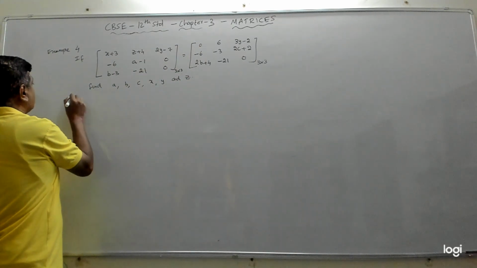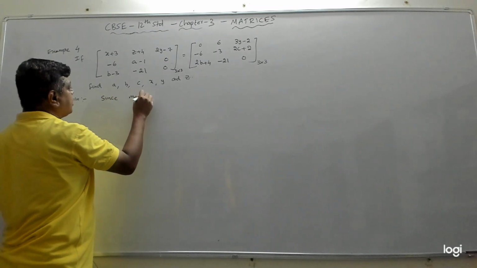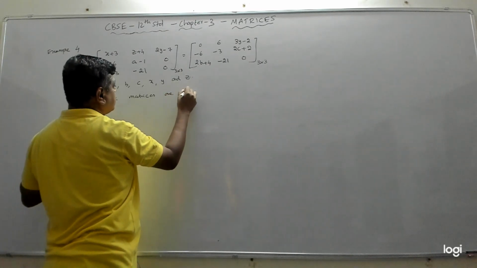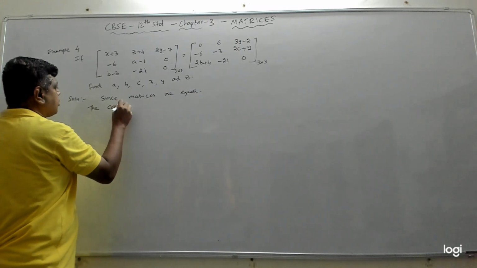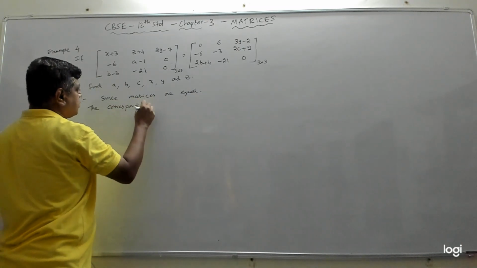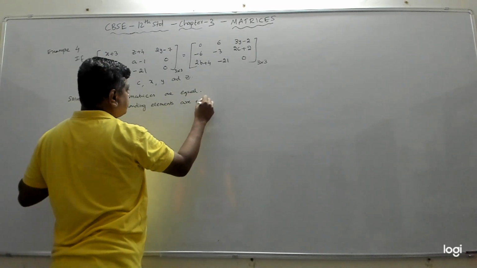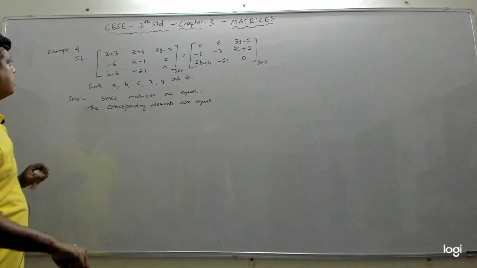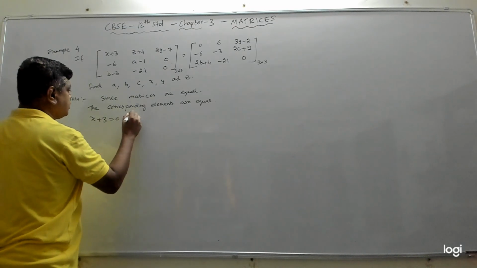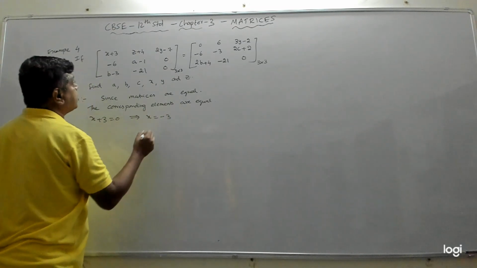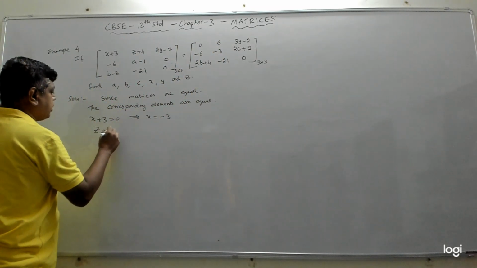So the solution is, since the matrices are equal, the corresponding elements are equal. So if we equate them, if I put x plus 3 equal to 0, I get x plus 3 equal to 0. This gives me x equal to minus 3. Then to find z, I'll put z plus 4 is equal to 6.